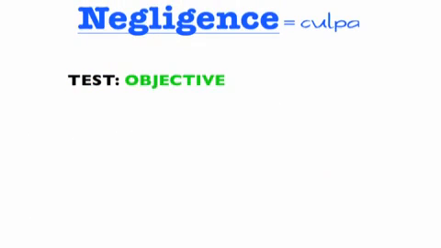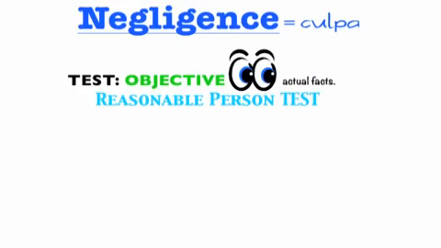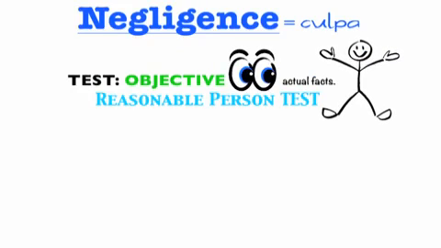Negligence. Negligence is called culpa in Latin. The test for negligence is objective. Here the courts will look at the actual facts. The court uses the reasonable person test.